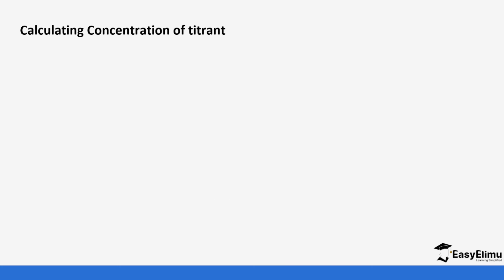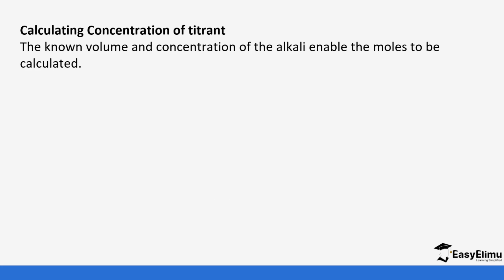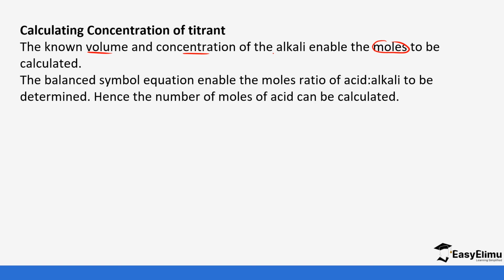So when we are calculating the concentration of a titrant, the known volume and the concentration of the alkali enable the moles to be calculated. So remember, molarity, or concentration, is equal to moles over volume. So if you have a volume and concentration, you can calculate the moles comfortably using the formula or the first principle method.